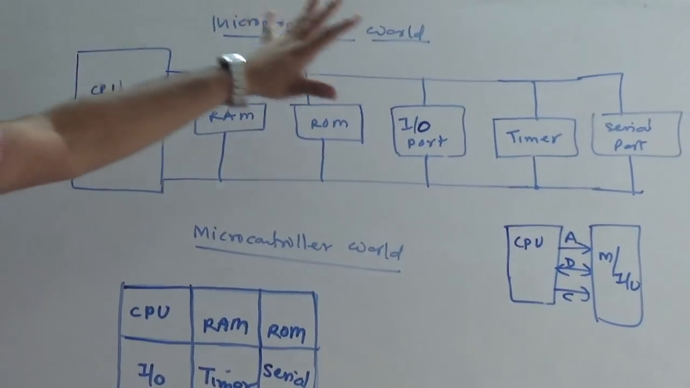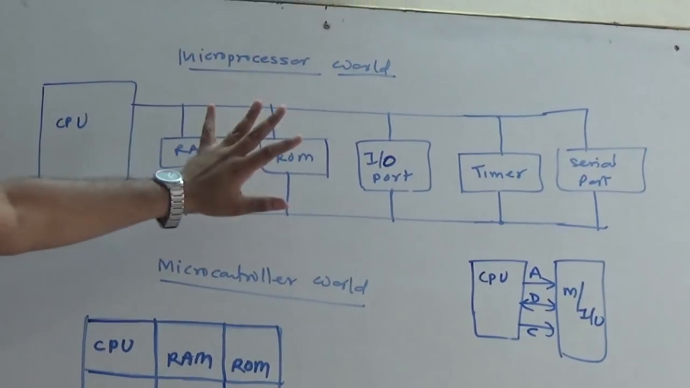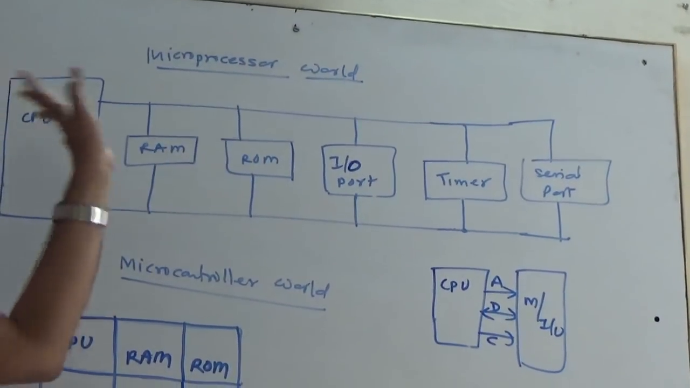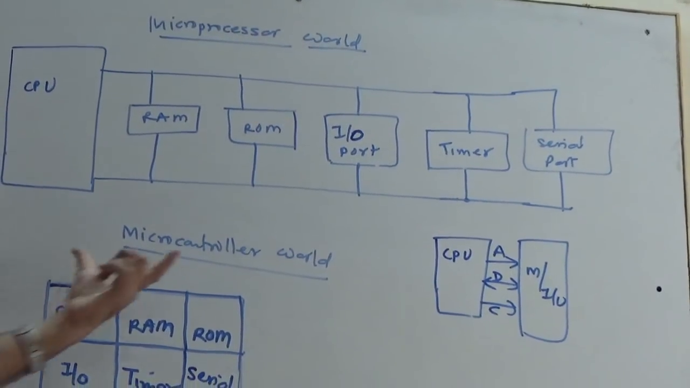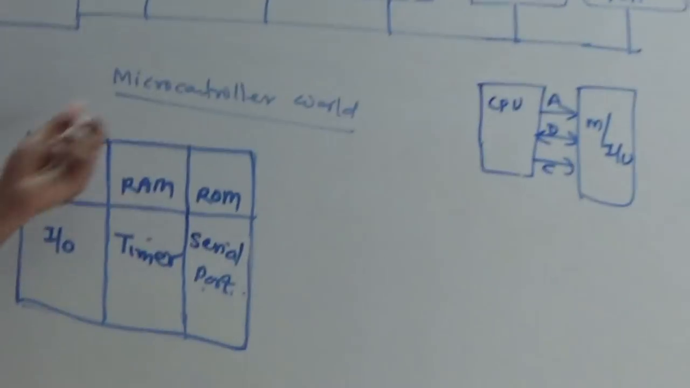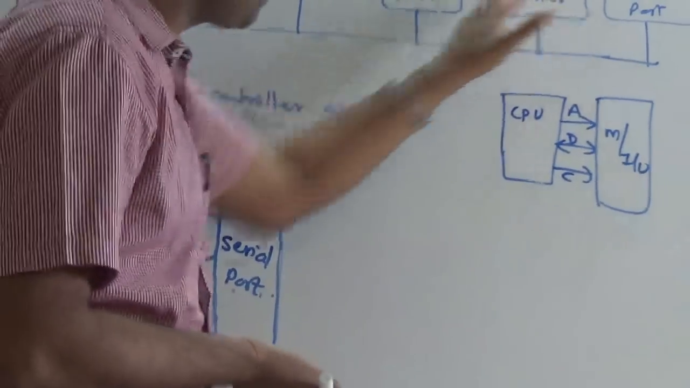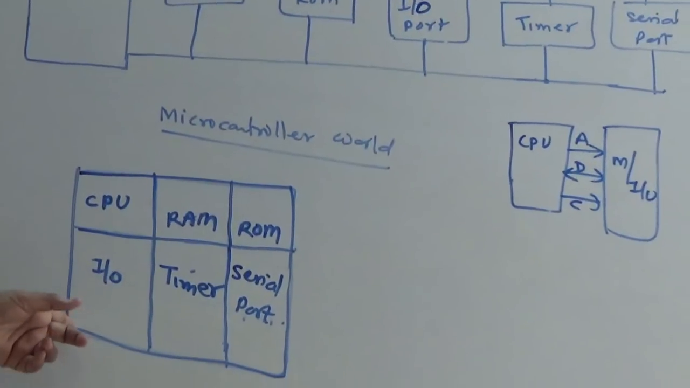So it becomes a big world, a big motherboard, a versatile motherboard, capable of doing different mini applications. But let us come to the microcontroller world. Here we have a single chip. In the single chip, all these things are included in a single chip.